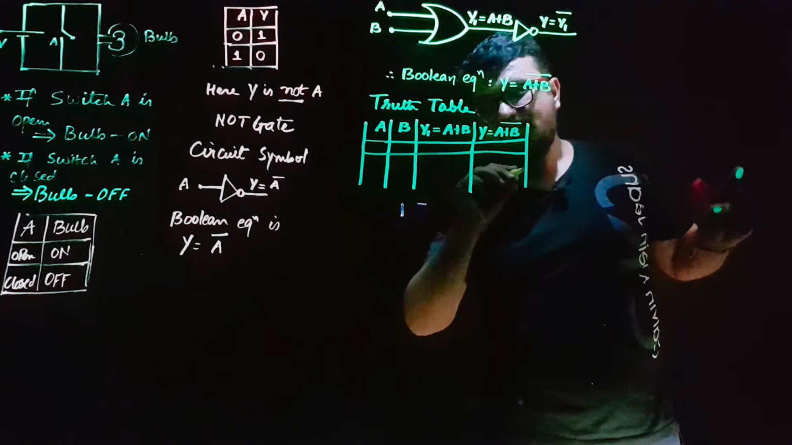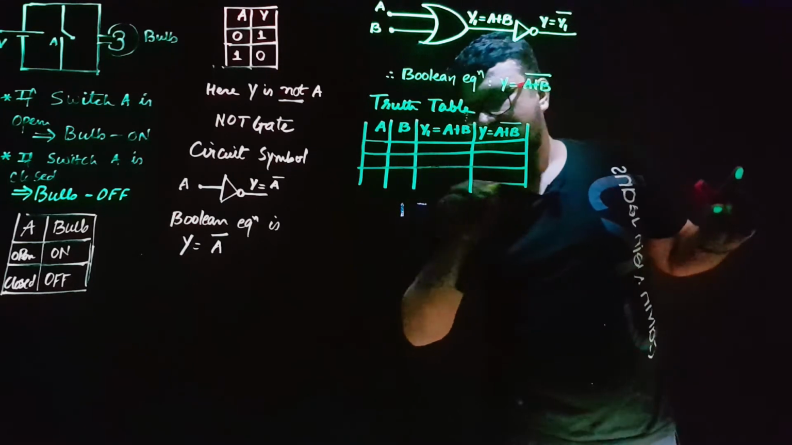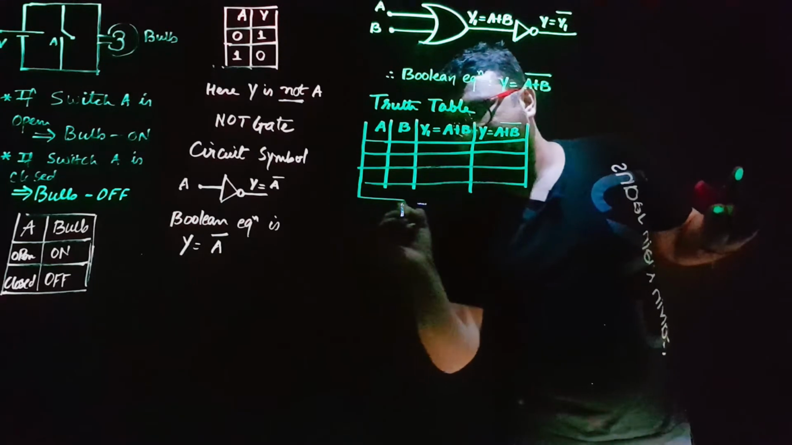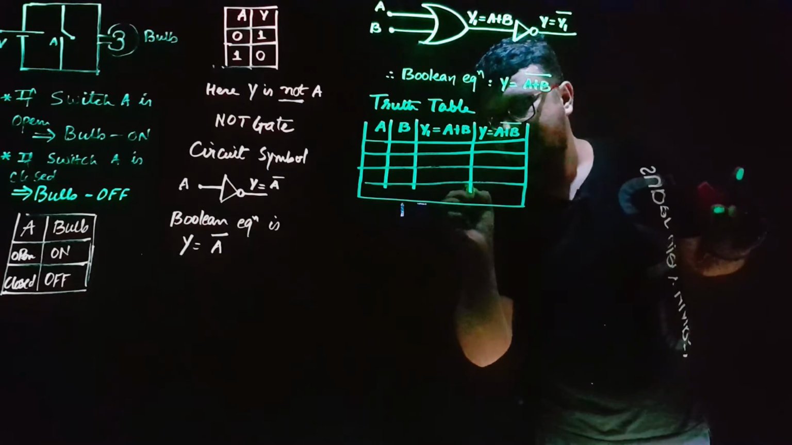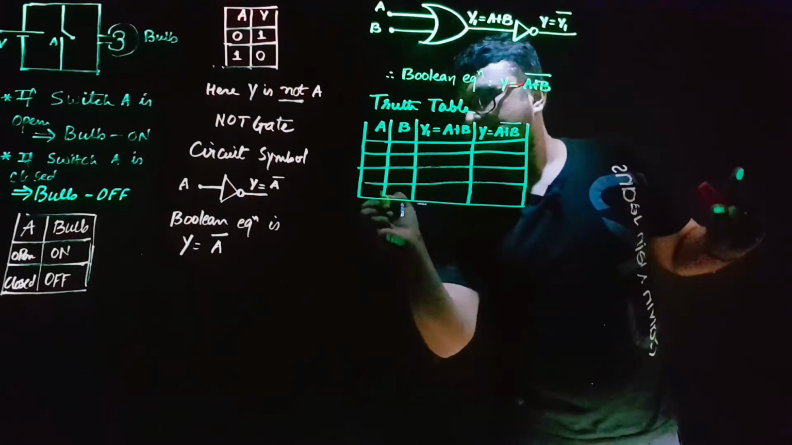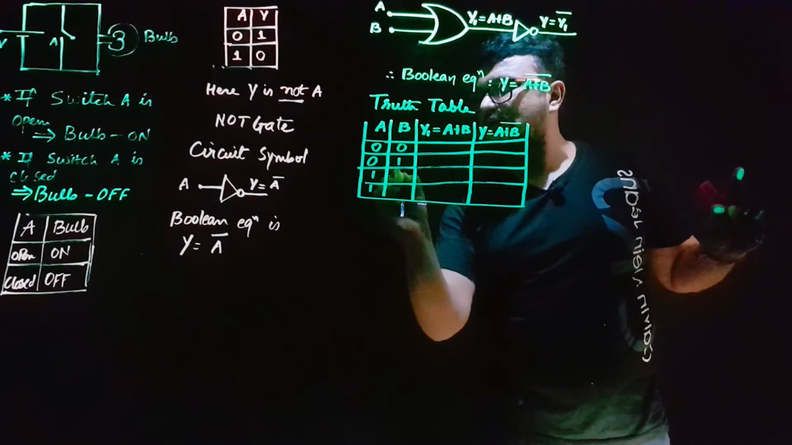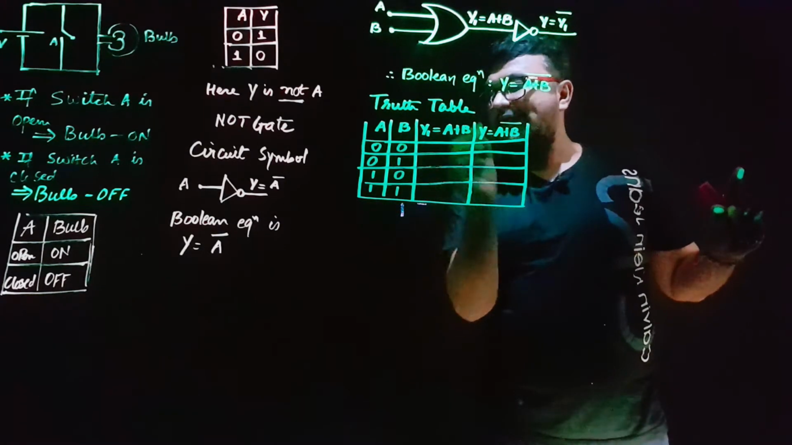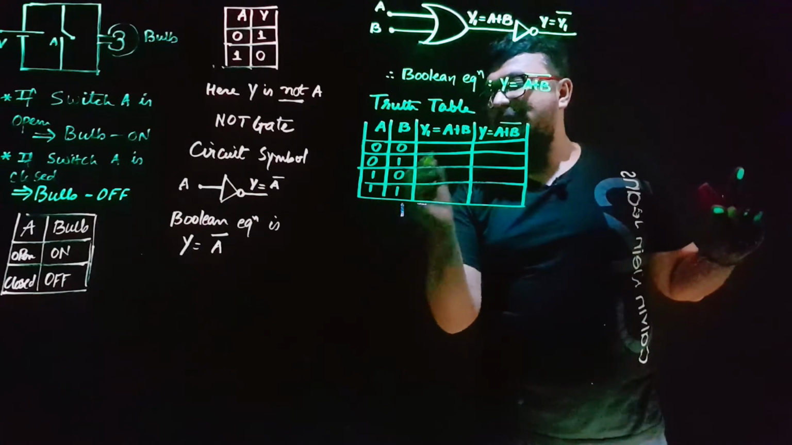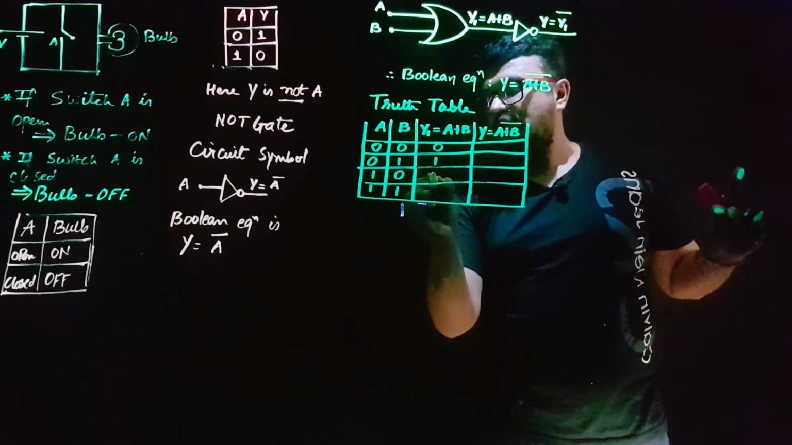So there are 4 possible combinations because 2 inputs are there, right? So let us say A is always 0 0 1 1, B will be 0 1 0 1. So A or B, if any one is 1, then it will be 1. So 0 1 1 1.